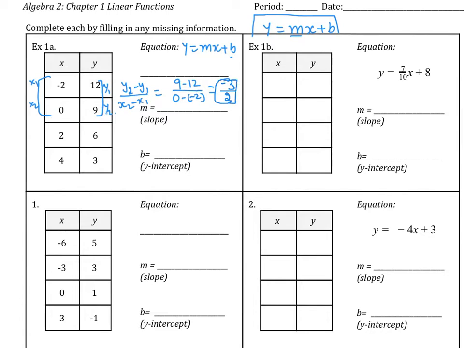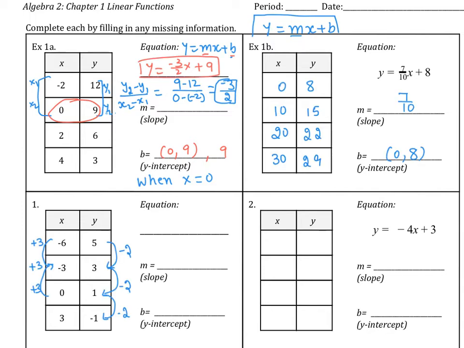The y-intercept is the point when x is 0. So this is the point here, that is when x is 0, that is 0, 9, and that is b, or you can just write 9. Now you know the m and b, so you're going to write the equation using both of them. So m is negative 3 over 2, x plus b.